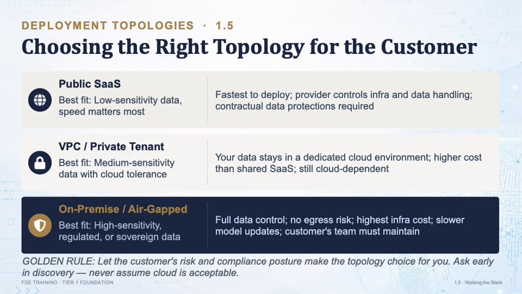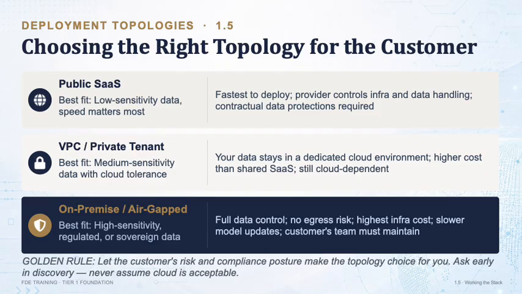3 deployment topologies, and the golden rule underneath all of them. Public SaaS. Fastest to deploy. The provider controls infrastructure and data handling. Contractual protections required. Best fit: low sensitivity data, where speed genuinely matters most.